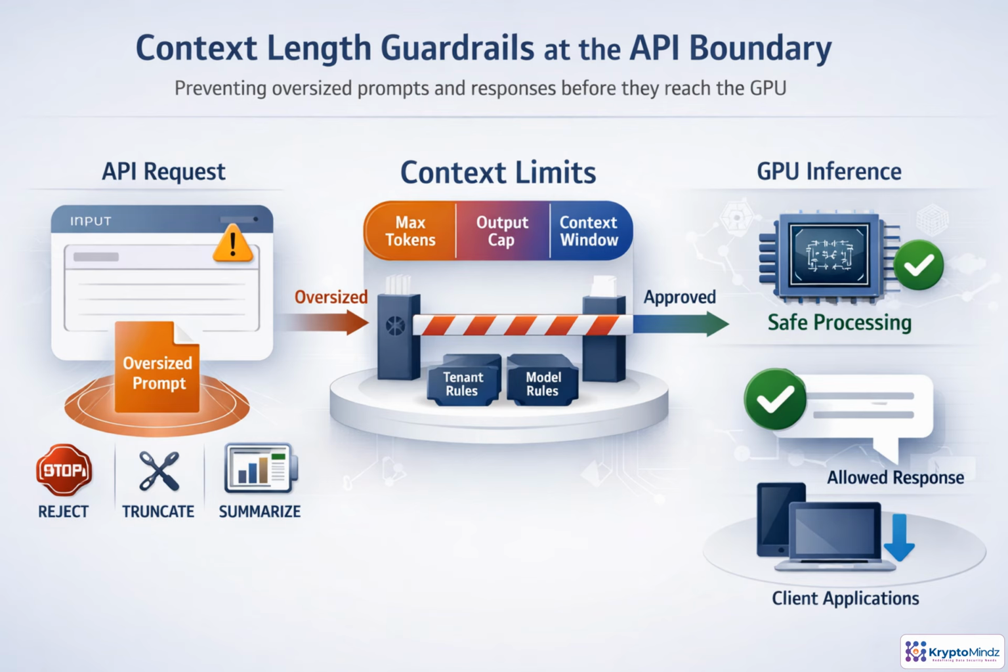The best time to protect memory is before the request reaches inference. Treat every API call as an admission decision. Count prompt tokens, check requested max tokens, and compare the total against the model's context window and the tenant's policy. If the request is too large, take an explicit action. Reject it, truncate safe sections, summarize, or route it to a model with a larger window. Return clear limits to clients as well. That lets applications adapt gracefully instead of failing late, after GPU memory is already committed.